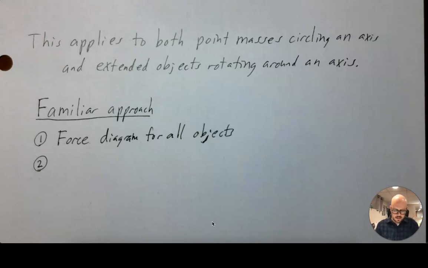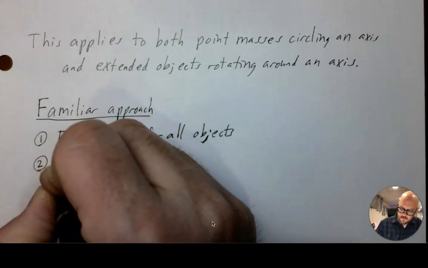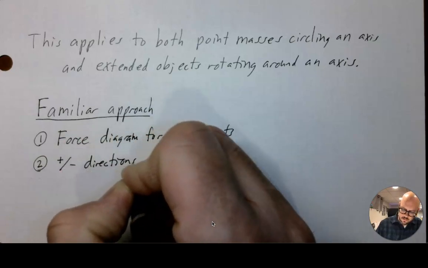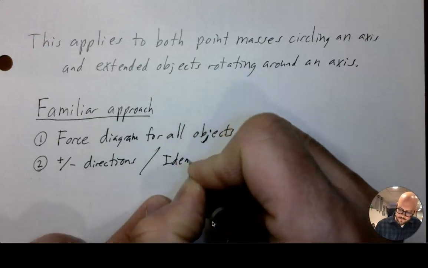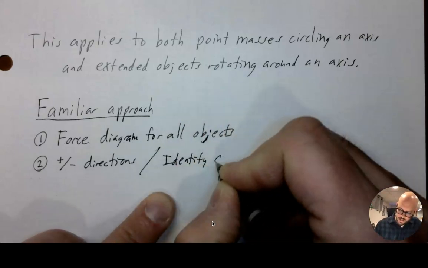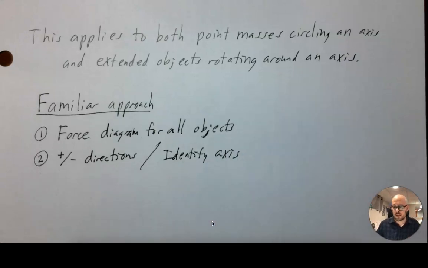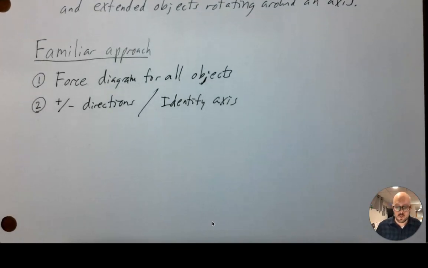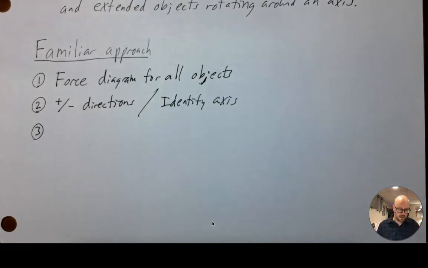The next thing is to take care of the basics here. So you have to manage the positive and negative directions. And you also have to identify the axis of rotation. So these are things that sometimes the problem tells you exactly what to do, and often it leaves it up to you to interpret which way is positive and which axis is the axis of rotation.